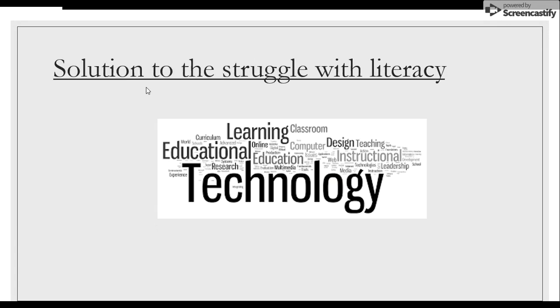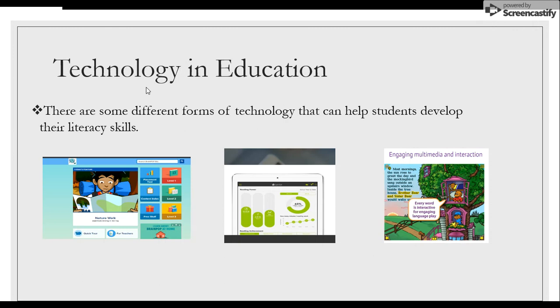My main solution to the reading and literacy problems facing Ms. Harrison's students is technology. Technology is a great tool that we could incorporate in our classrooms to help reach diverse learners. There are some different forms of technology that we can use, and here are just a few examples. I'm going to get in depth with these forms of technology and how I plan on incorporating them in the literacy aspect in a few slides.